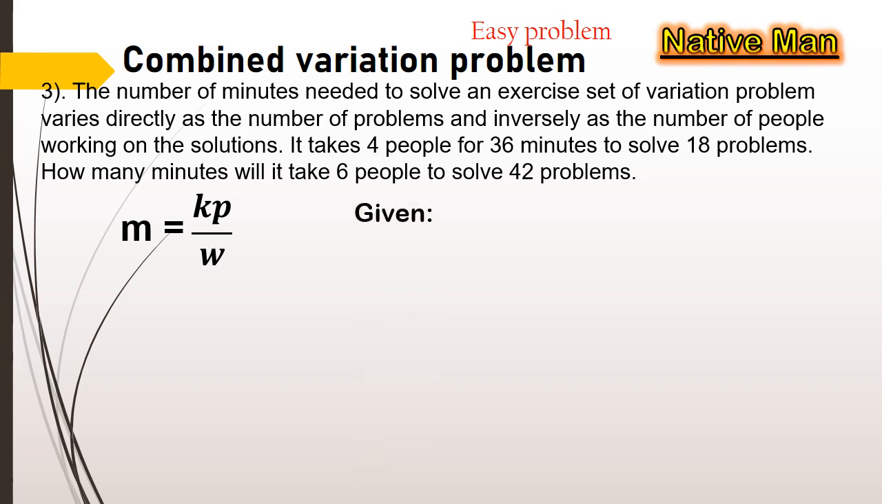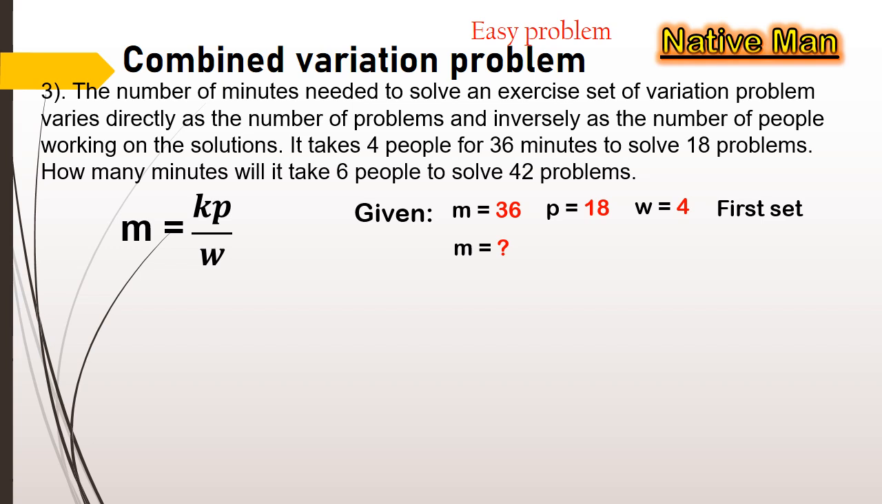Then, identify the given. It takes how many minutes? 36 minutes. Okay, P, problem, 18 problems, and W, 4 people working on the solution. That is our first set. So, pwede namang magkabaliktad yung mga given, pwede rin unahin mo yung 4. Pero sa equation kasi natin, nauna yung M, kaya inuna ko yung M. So, M is equal to 36 minutes, P is 18 problems, and W, how many people working on the solution? There are 4. So, yun yung first set natin.